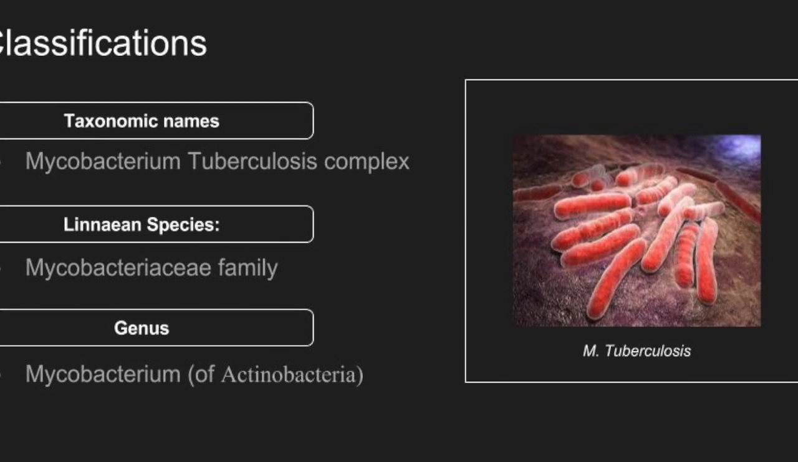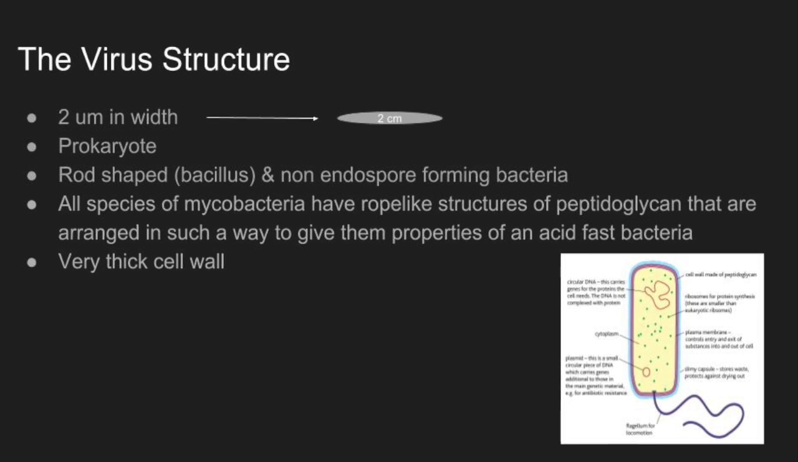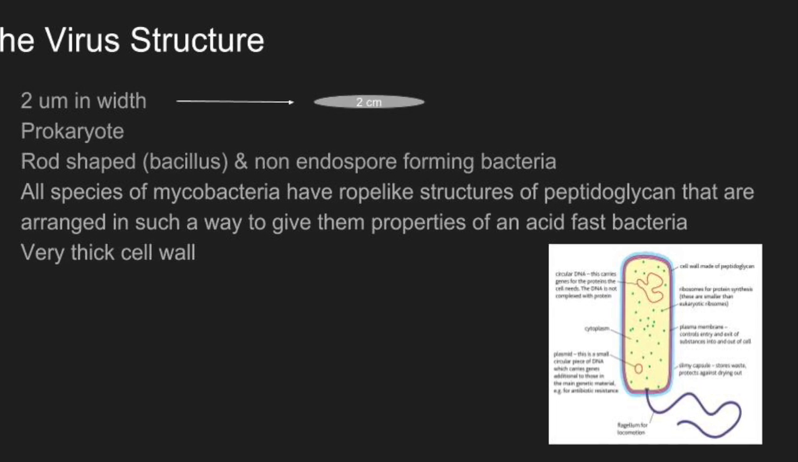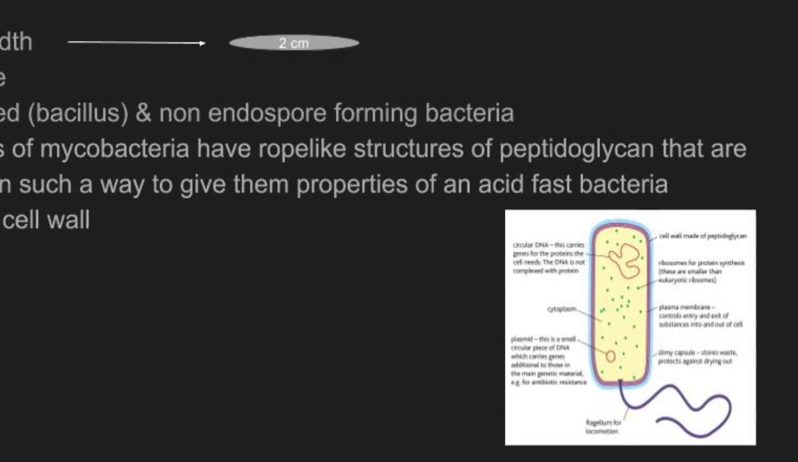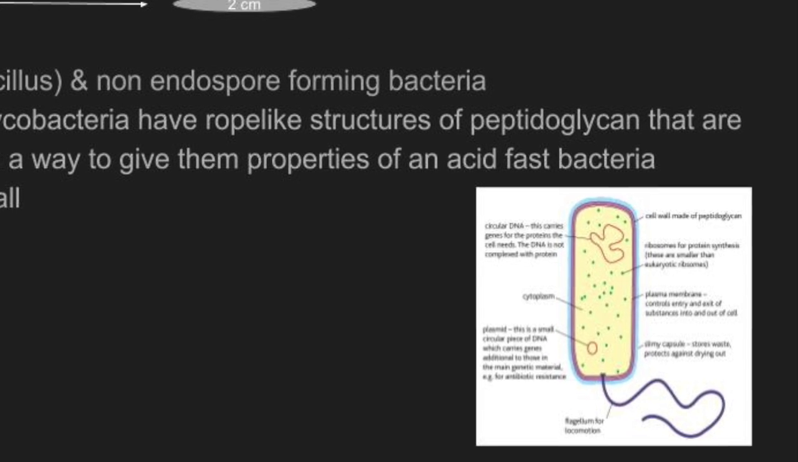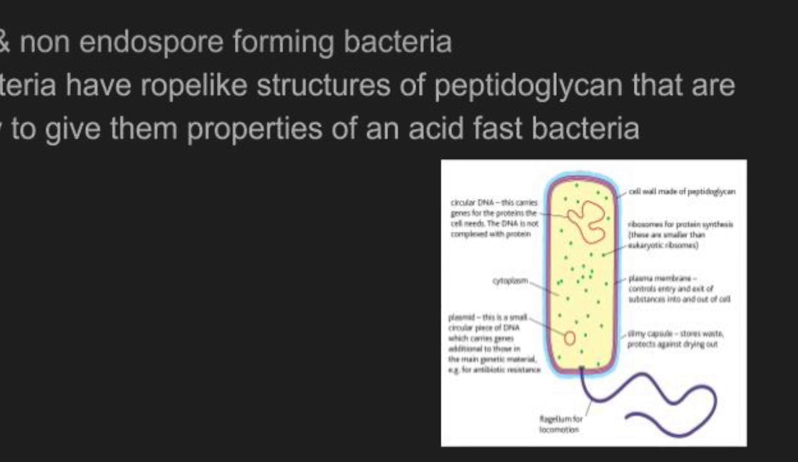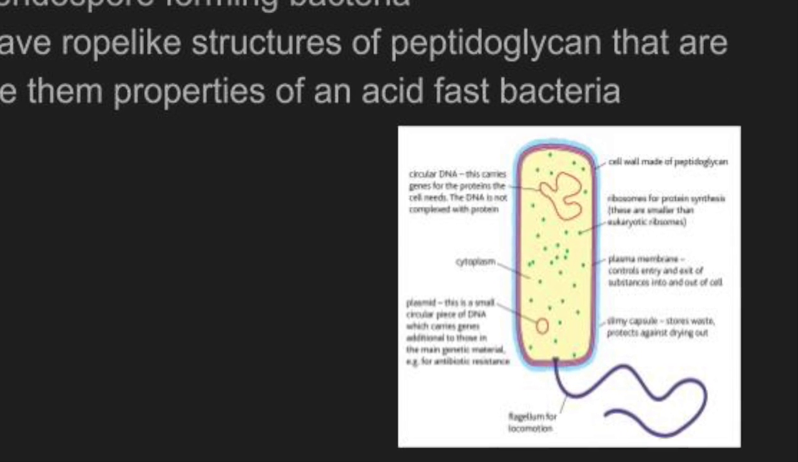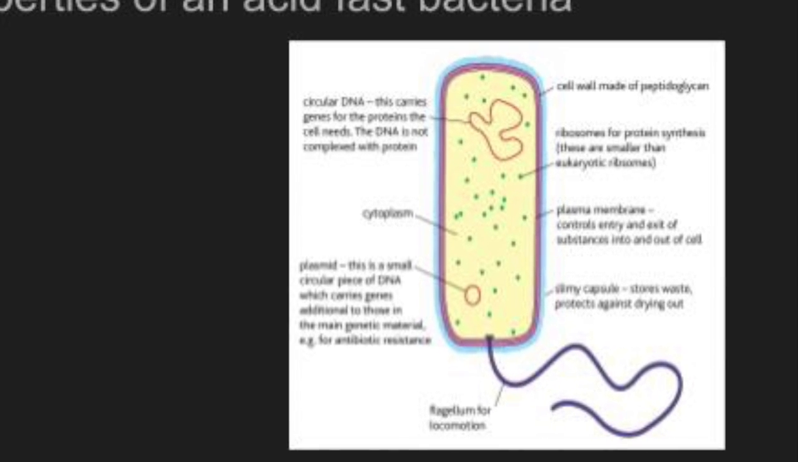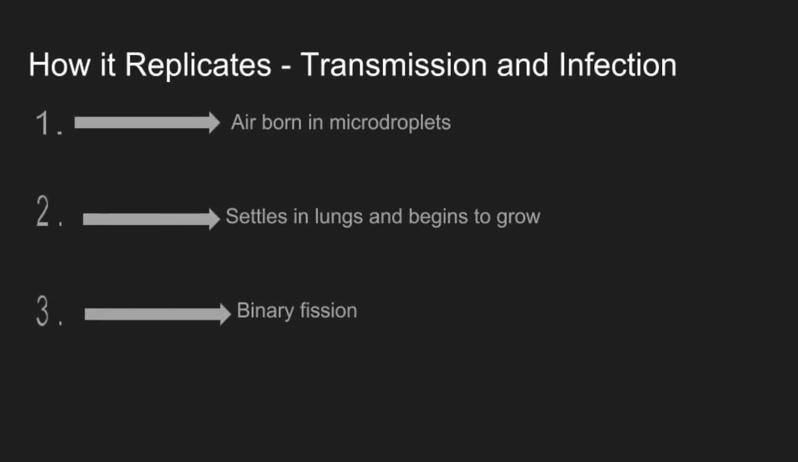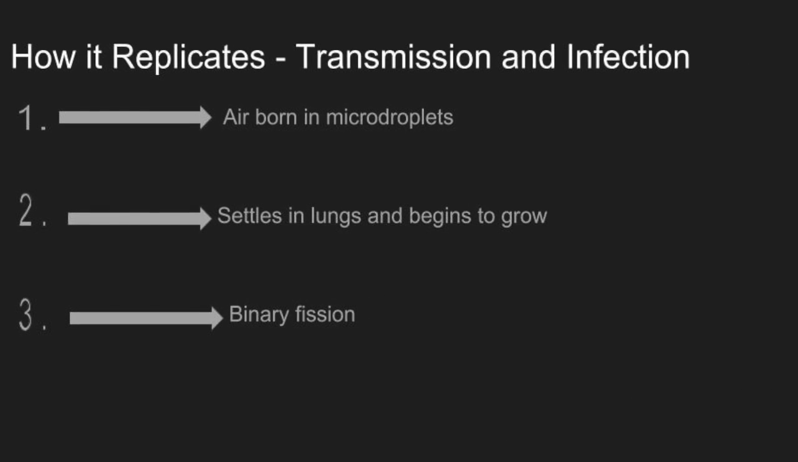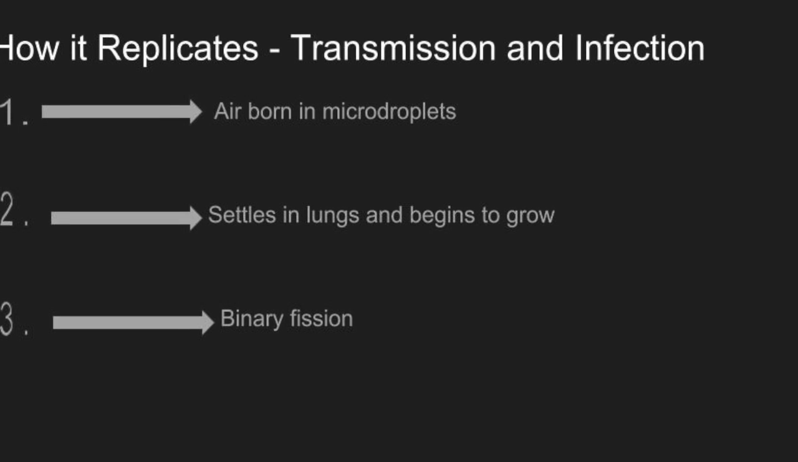TB is a 2 micrometer prokaryote consisting of cytoplasm, circular DNA, plasmid, flagellum, plasma membrane, ribosomes, cell wall, and a slimy capsule. The cell wall structure of MTB deserves special attention because it is unique among prokaryotes, and it is a major determinant of the virulence for the bacterium. The cell wall complex contains peptidoglycan, which is arranged to give acid-fast properties, but otherwise it is composed of complex lipids. Over 60% of the mycobacterial cell wall is lipid, which gives it its acid-fast property.